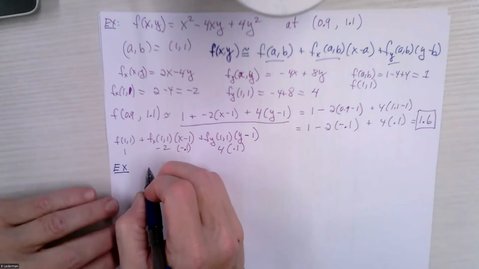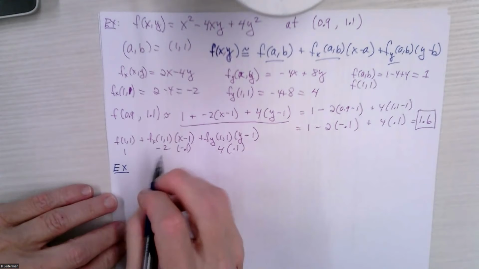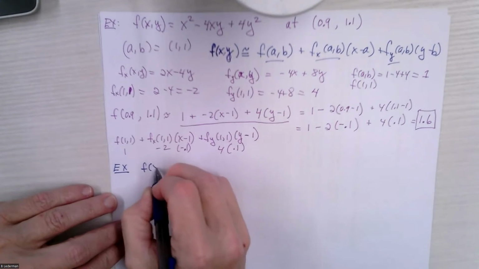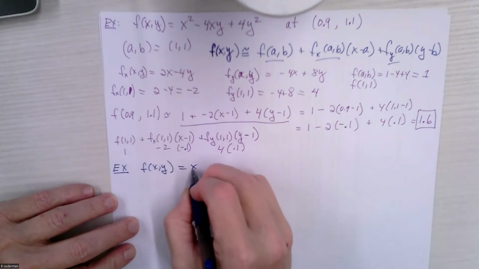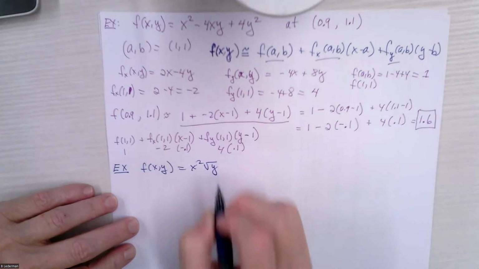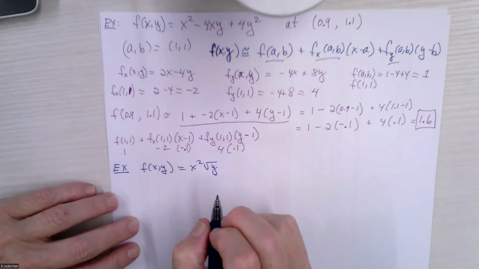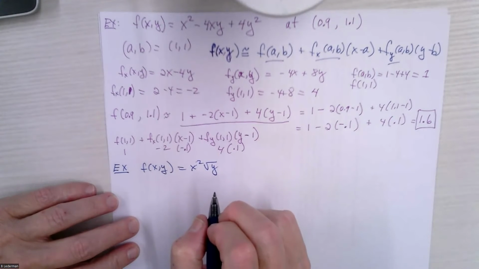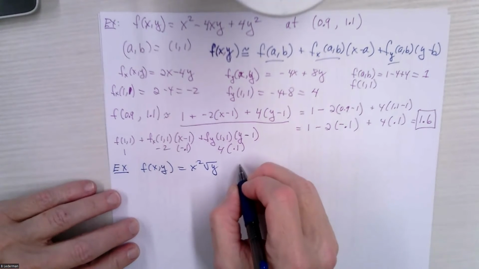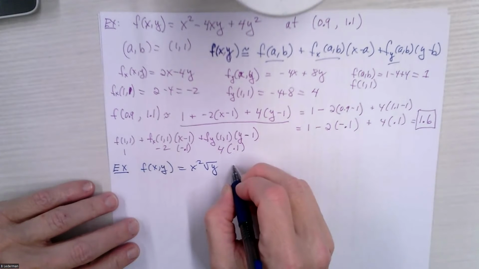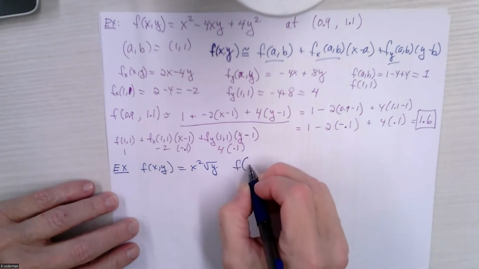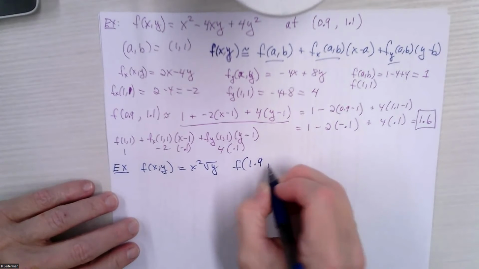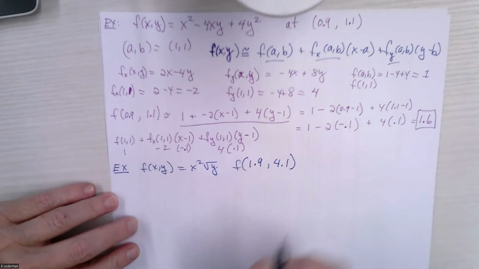So we have f of xy equals x squared times the square root of y, and we want to use this to approximate f of 1.9 comma 4.1.